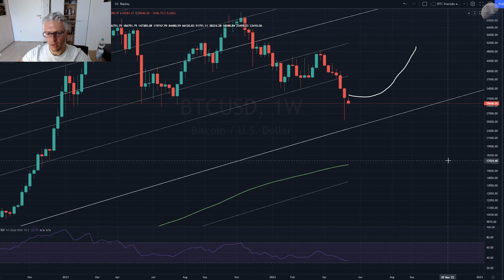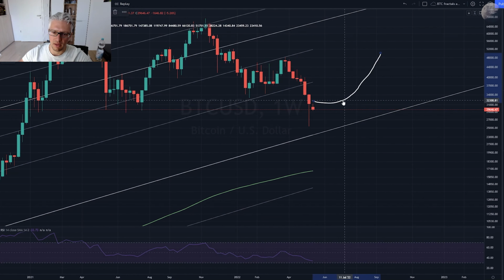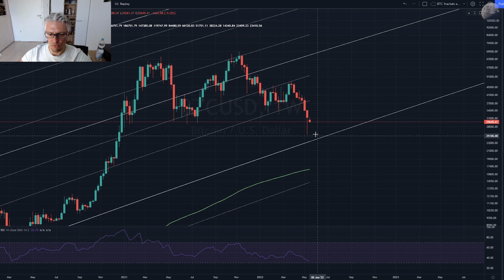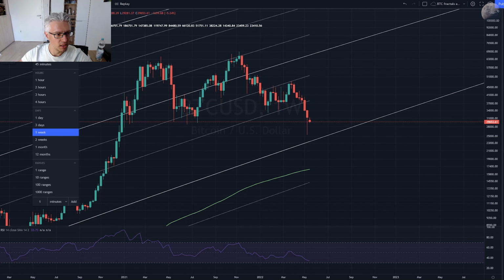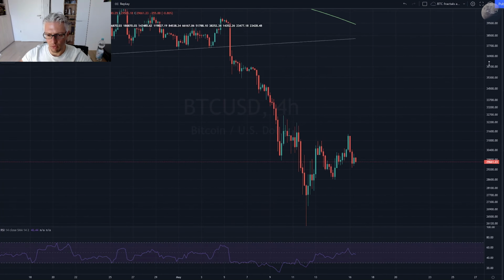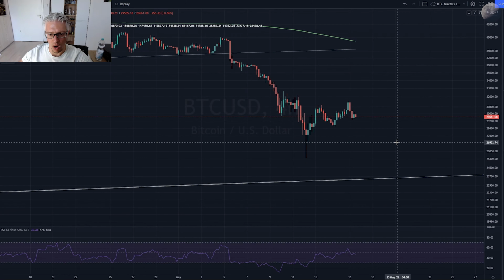So I would like to say that this is a guarantee now that we have seen the bottom, but unfortunately it's not a guarantee, and right now we are starting to immediately drop again. The week has opened and we are immediately dumping again. Now let us go into the 4-hour chart and have a look at why this could be.